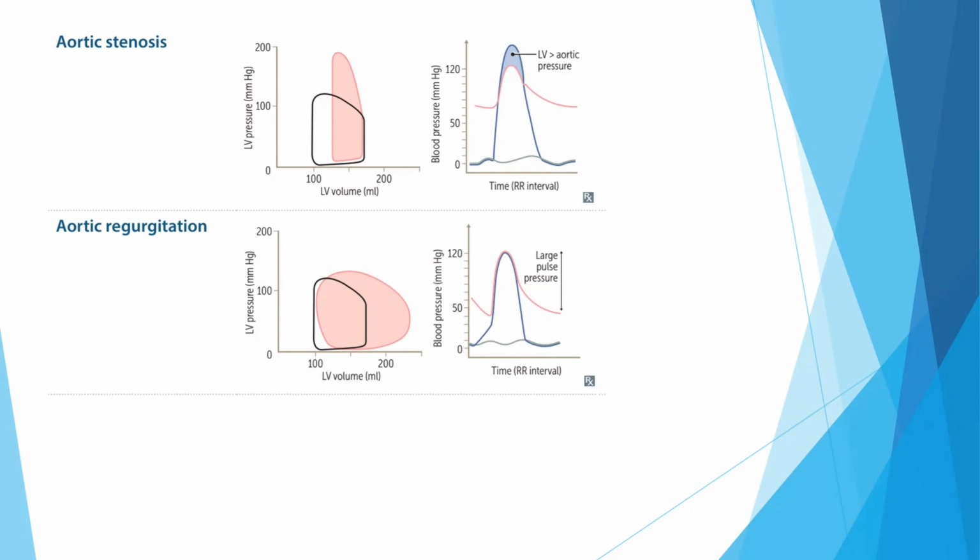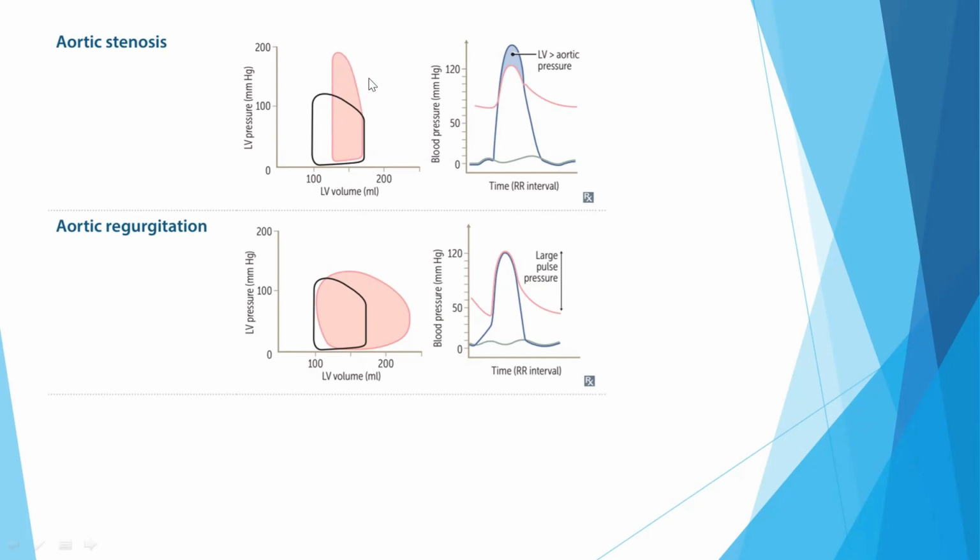Here you can see the black dot denotes the initial or normal pressure-volume loop, and the red line denotes the aortic stenosis. Here you can see that for the aortic valve to open, a higher left ventricular pressure is required to open the aortic valve.